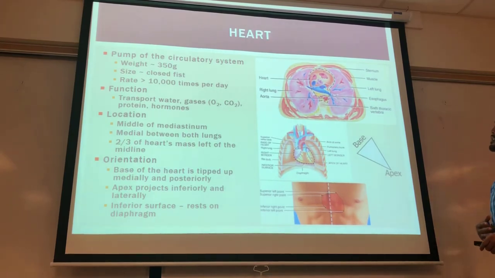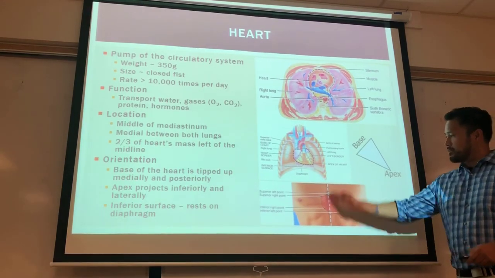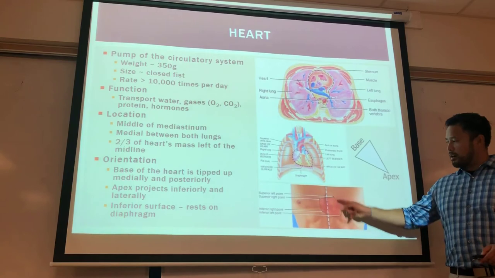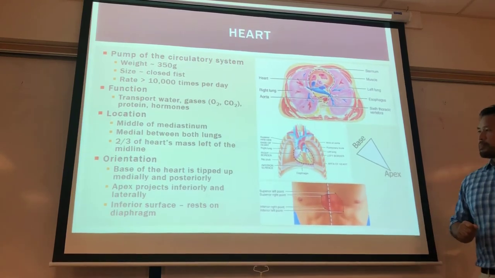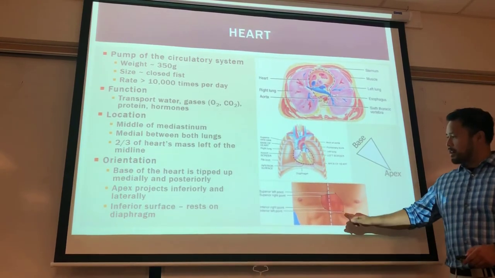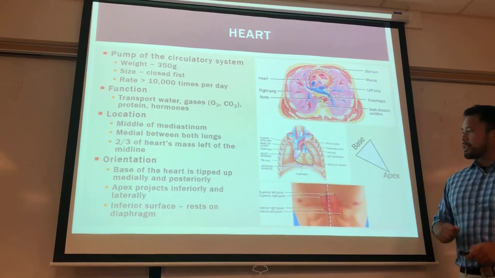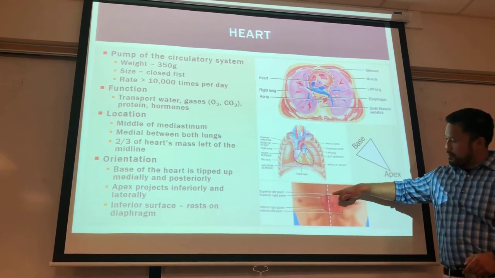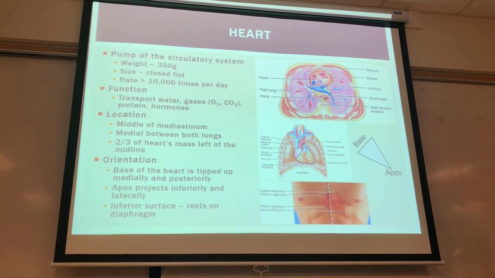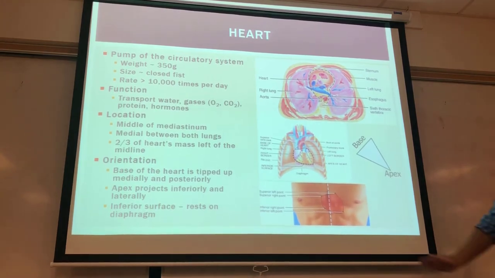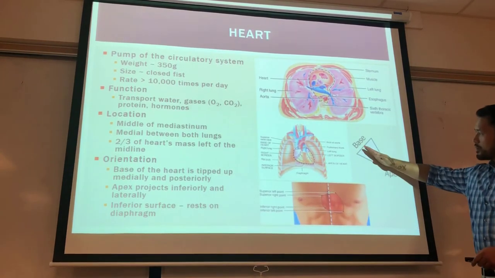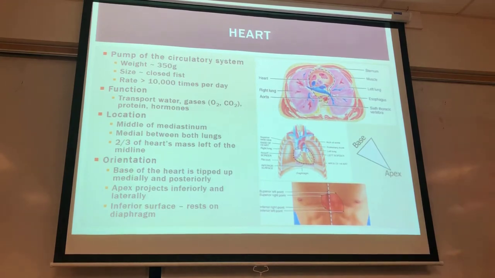So looking at the location of the heart, about two-thirds of it is really going to be to the left of the midline. So here you can see the midline of the body. Two-thirds of the heart is on the left side of the body. You'll see the apex of the heart is actually pointing down, down left. The base of the heart is going to be up here at the top portion. There's a slight tilt to the heart itself where you can see the orientation of it.